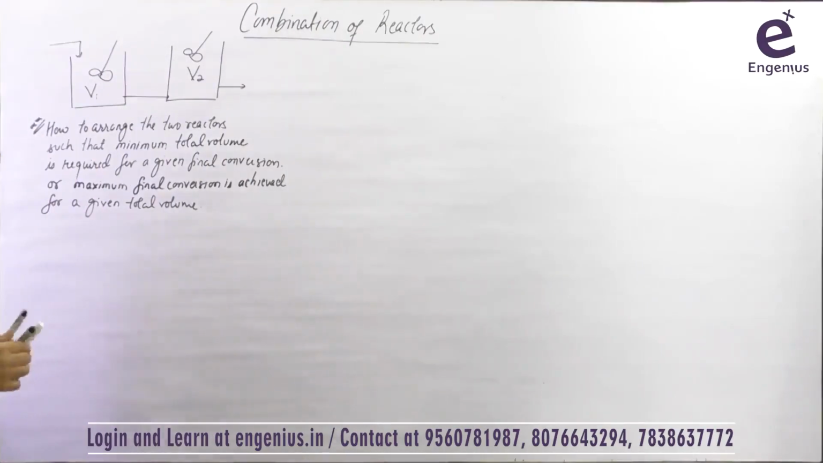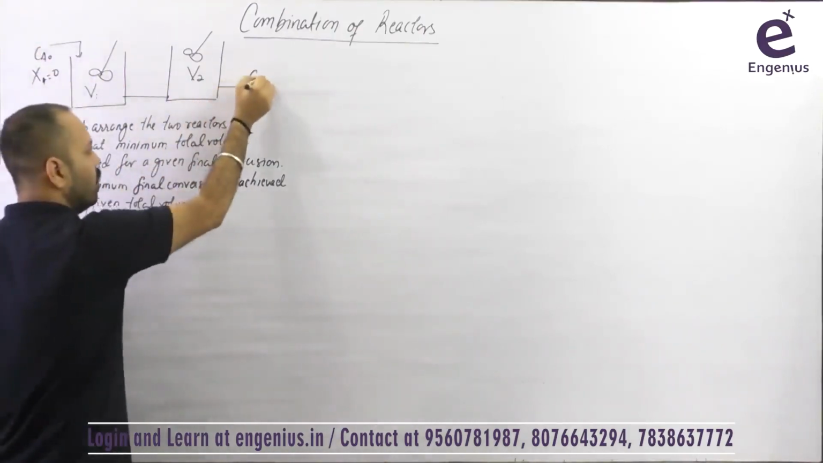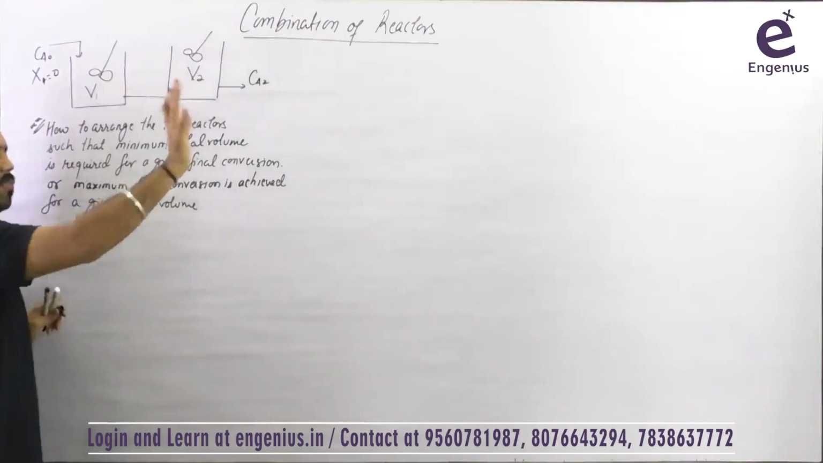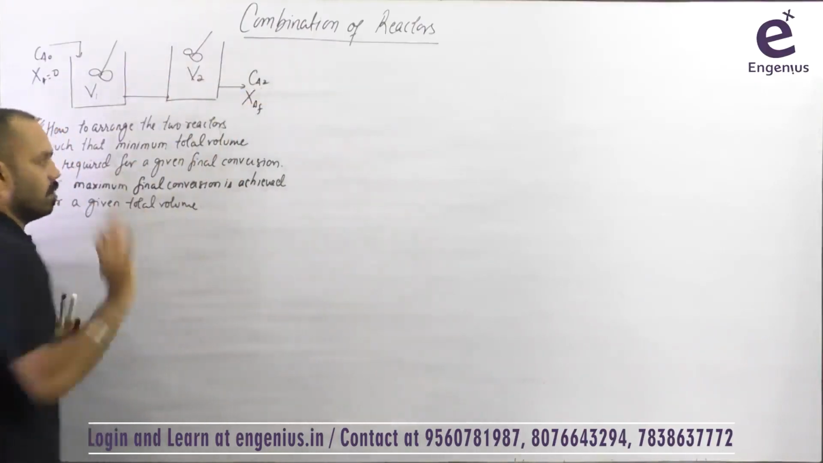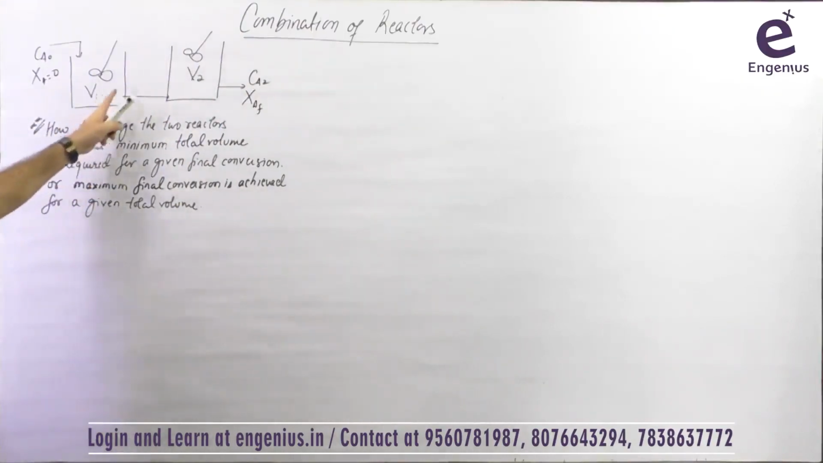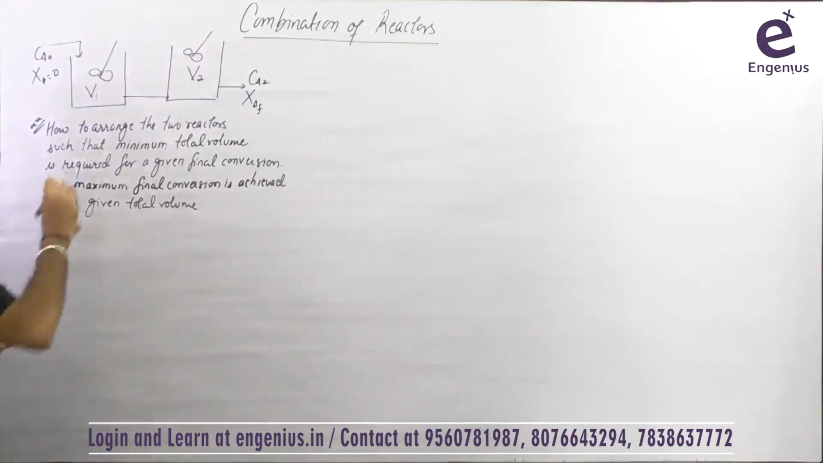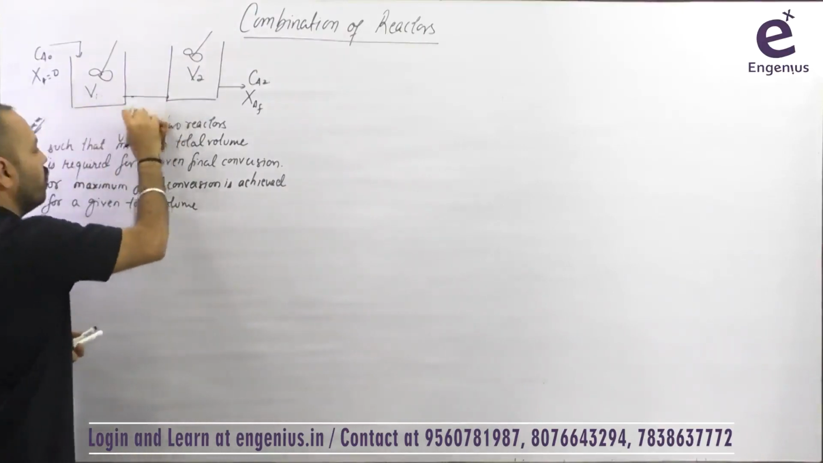Now suppose V1 and V2. Let me take here Ca0, and conversion XA is 0 here, and here it is Ca2. Volumetric flow rate is constant, CSTR system I already told you, and final conversion is XAF, which is constant. But what should be the volume of these two reactors? Let me make a correction here.